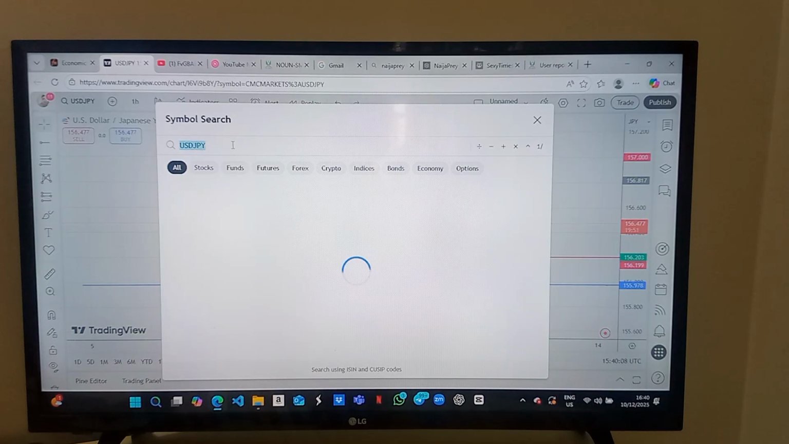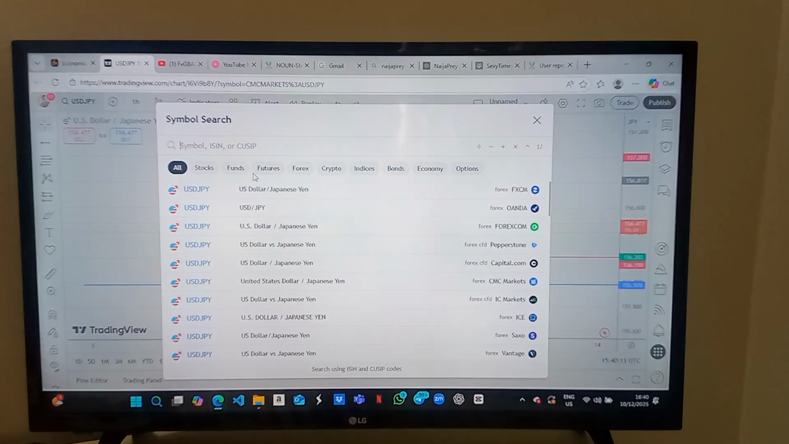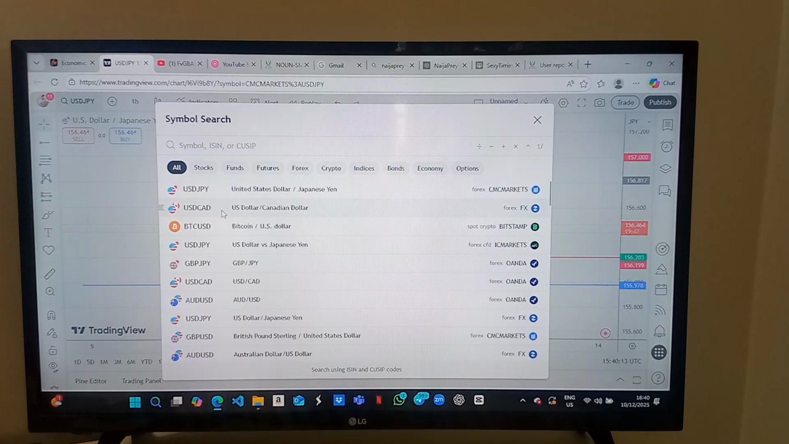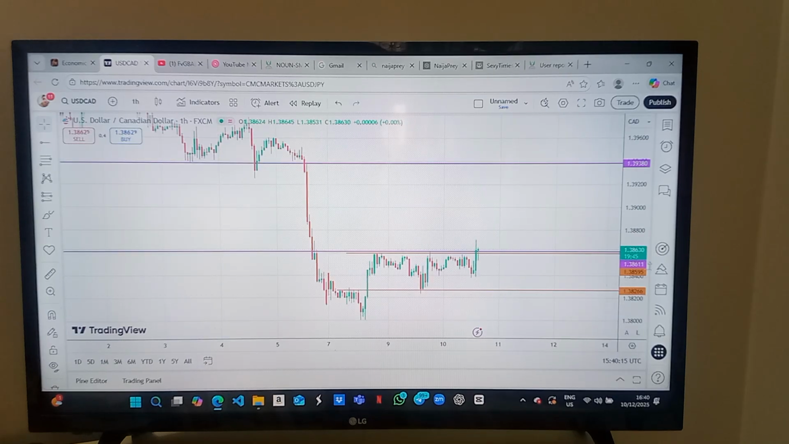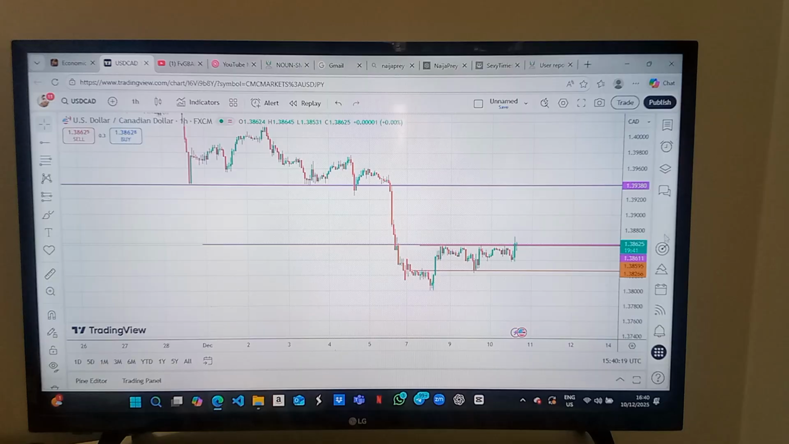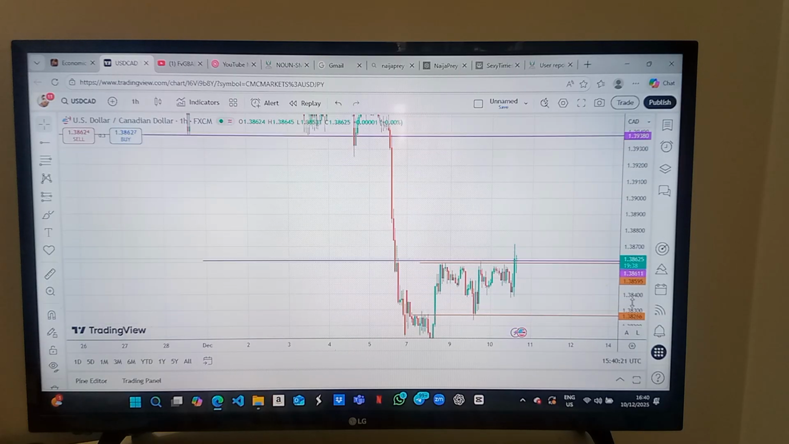So let's go to USD Canadian dollars. Let's look at another fair value gap. Then we'll go to BTC. You see, this one is even clearer. Let's just do this 1 day time frame. Look at this space here.